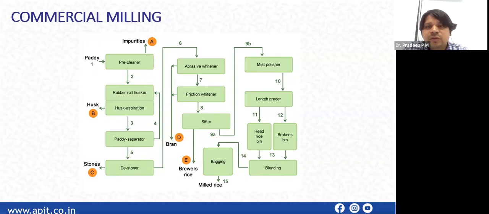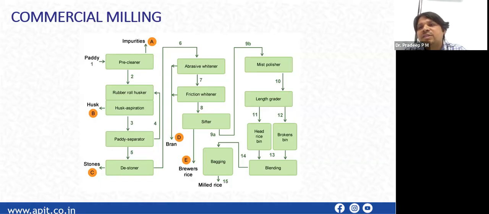That means removal of the bran, and then we go for sifting. That means we grade the polished or white rice, and then we subject it to one more set of polishing, which is called mist polishing. Nowadays, if you see the rice in the market, it has a shiny appearance. That is due to the mist polisher. That is majorly for the trading aspect. And then once again we go for the length grader, and we separate the head rice from the brokens.